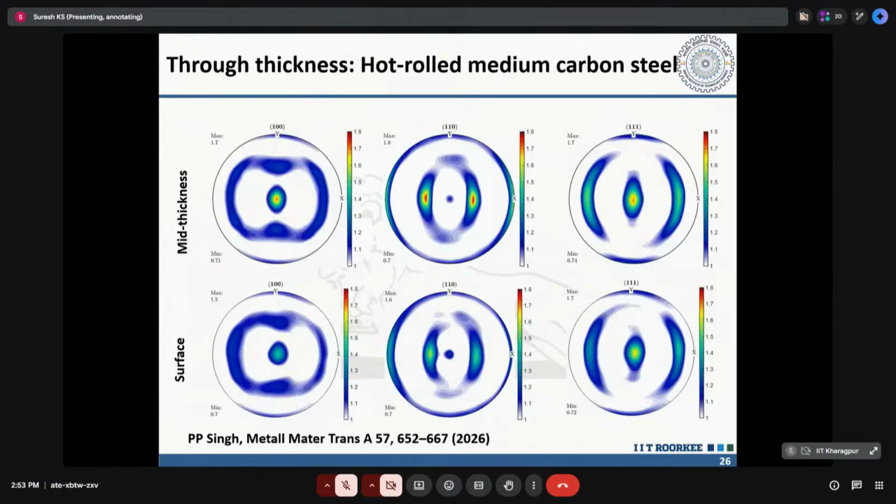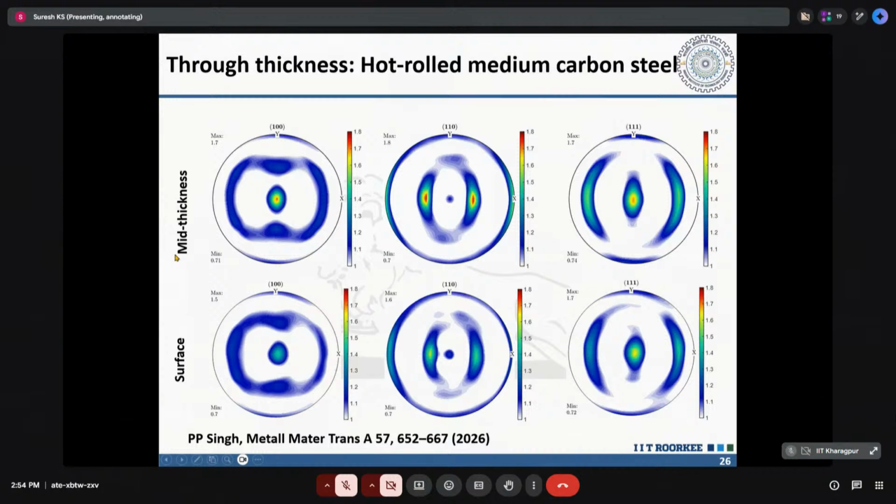Now I would like to say a few things as a case study for two different samples. In one case, we will go with hot rolled medium carbon steel, and the texture has been measured at two distinct locations. One is at the surface of the sample, and the other is the mid thickness region. Most of the time, if one is supposed to represent the texture, then one has to measure the X-ray texture at the mid thickness region itself. Otherwise, the surface texture can sometimes be drastically different from that of the mid thickness region.